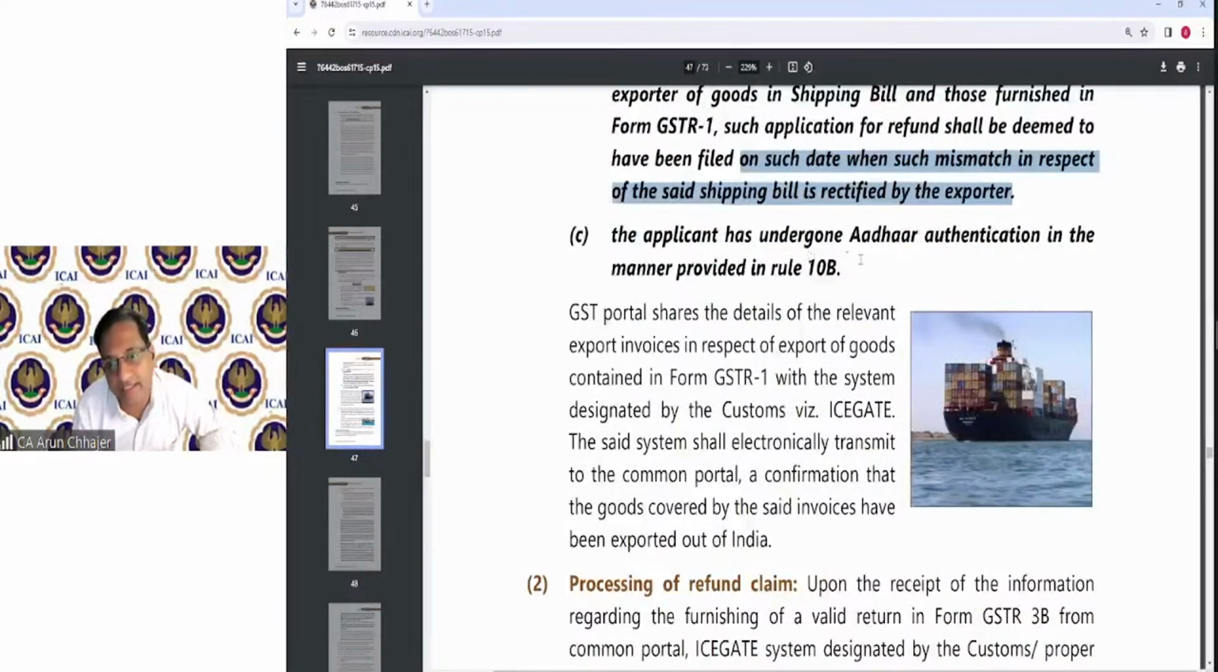Then applicant has to undergo Aadhaar authentication. clear है ना नम्रता? The point is 3B, departure manifest and Aadhaar authentication. ठीक है. और अगर डेटा GSTR 1 एंड शिपिंग बिल में मिसमैच है तो कब माना जाएगा कि मैंने रिफंड एप्लीकेशन फाइल कर दी? The date when I have rectified the same.